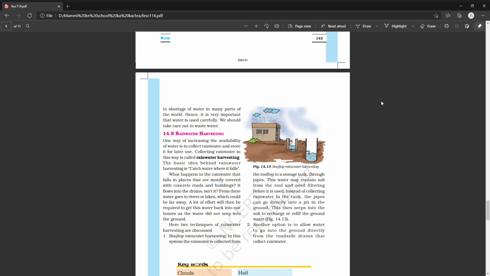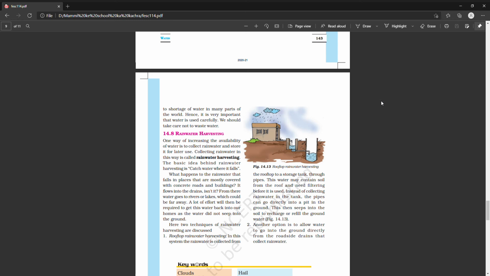The last part of this lesson is rainwater harvesting. One way of increasing the availability of water is to collect rainwater and store it for later use, for the future. Collecting rainwater in this way is called rainwater harvesting. The basic idea behind rainwater harvesting is to catch water where it falls. That means collect water from the roofs and make it available in storage tanks for the future.